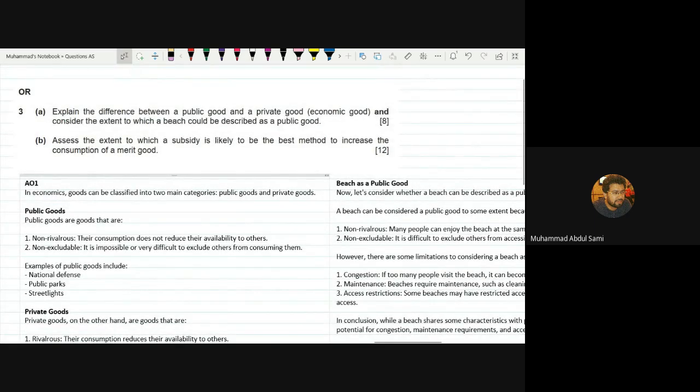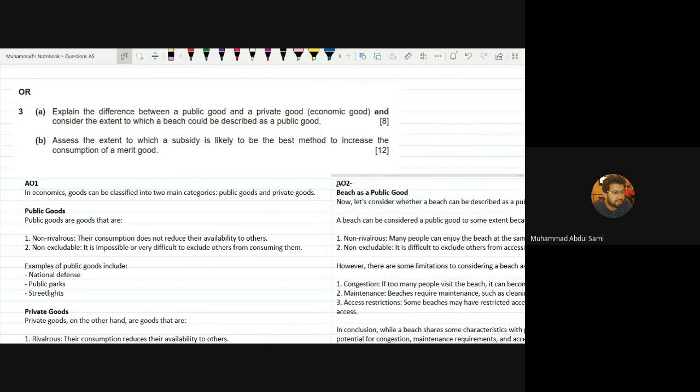So answering part A, you need to have established the AO1 in terms of the concept, like here we have a public good and a private good. Now we move on to the extent part, and there comes the role of analysis. They have specifically asked about a beach, and to consider the extent to which a beach could be described as a public good. So now we can furnish our analysis in terms of the public good mentioned in the question, the beach.